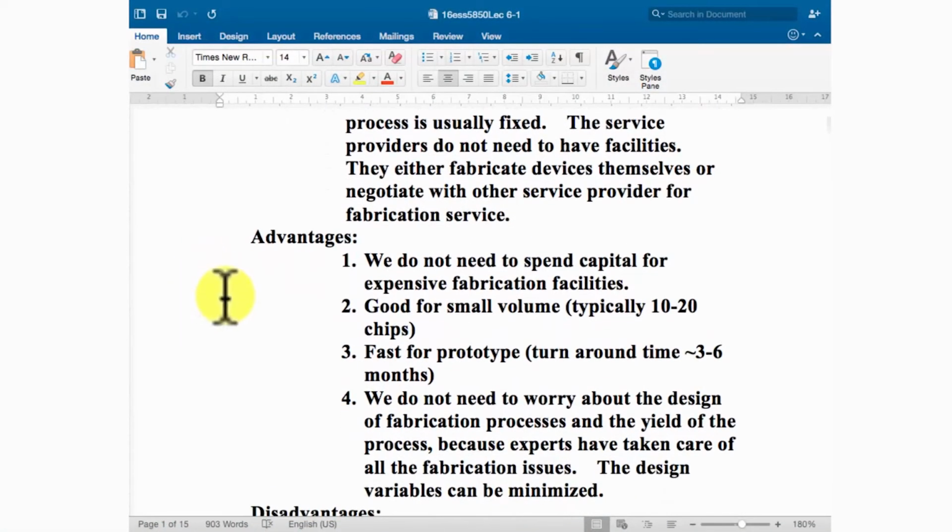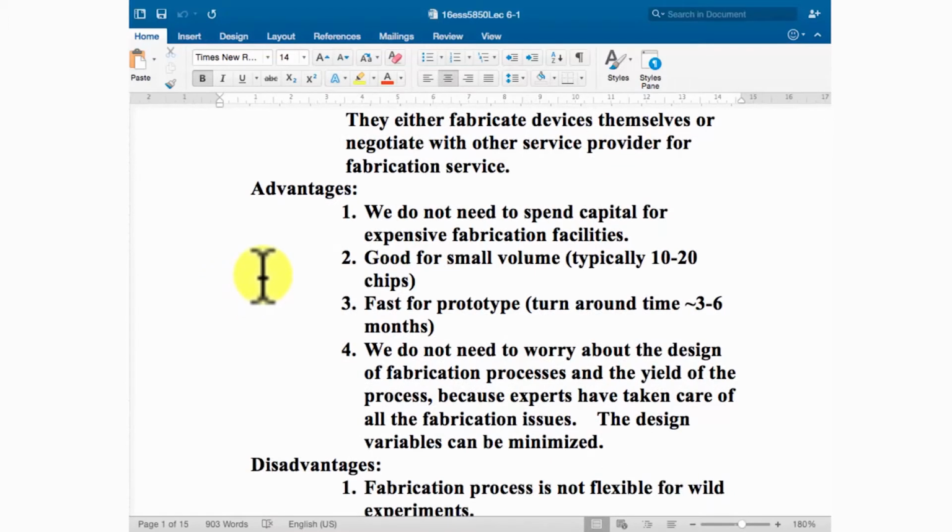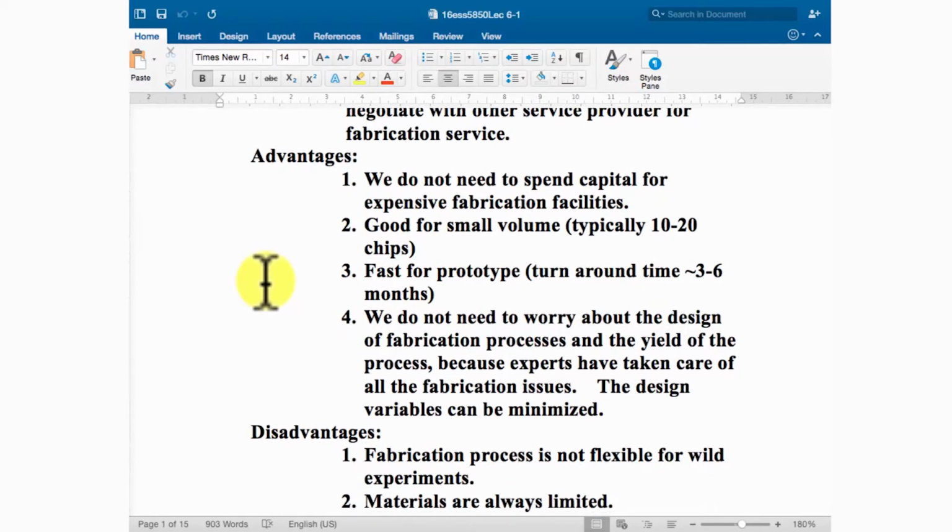The advantage of using a foundry is we do not need to spend capital. We don't need to spend money on very expensive fabrication facilities. It's very good for small volume. If you don't need a lot of chips, typically like 10 or 20 chips for testing before you do real manufacturing for products, it's good to go to a foundry for this service. This process is fast, especially for prototypes. If you want to check whether your design is correct, you can use this service. The turnaround time is usually around 3 to 6 months.